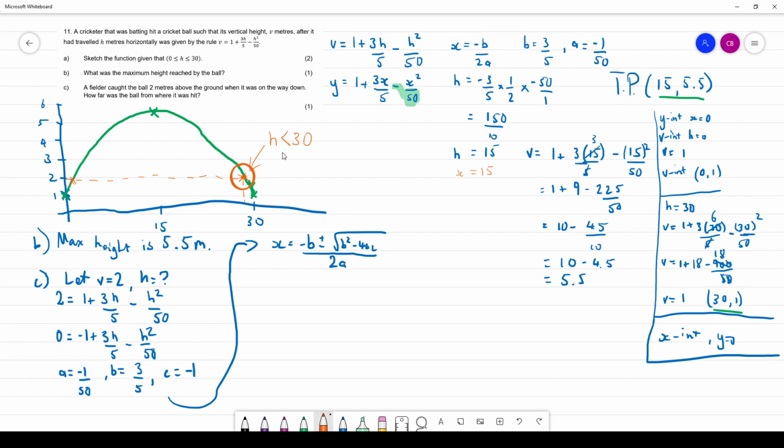I'm going to ballpark it and say h is about 28.5 meters. I don't know. But you guys have a go. See what you get.